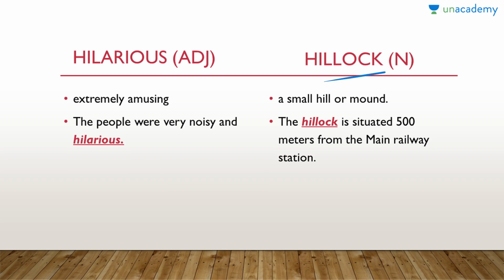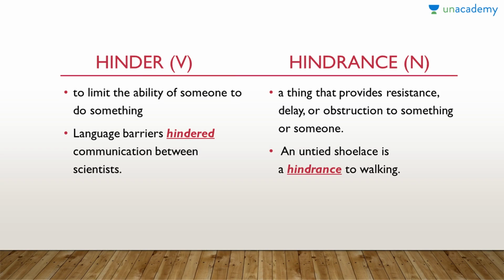Hillock is a noun, a small hill or mound. In a sentence, it'll read, the hillock is situated 500 meters from the main railway station. Hinder is a verb which means to limit the ability of someone to do something. In a sentence, it'll read, language barriers hindered communication between scientists. Hindrance is a noun which means a thing that provides resistance, delay, or obstruction to something or someone. In a sentence, it'll read, an untied shoelace is a hindrance to walking.